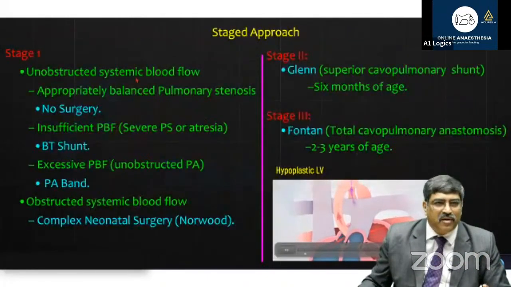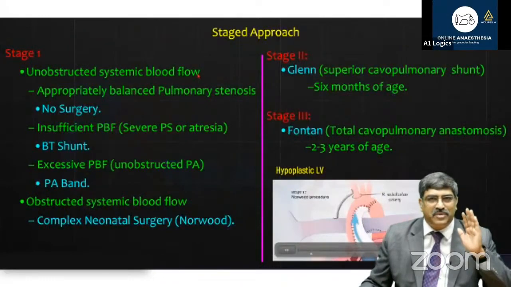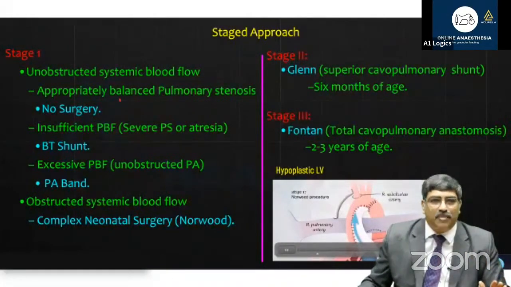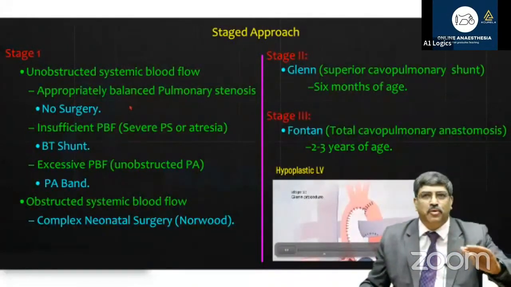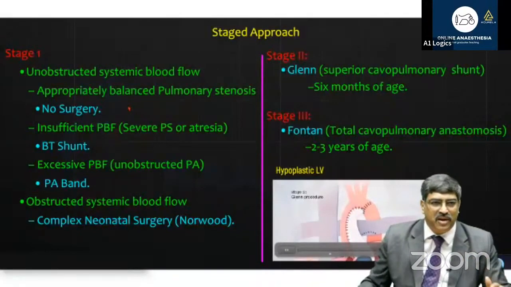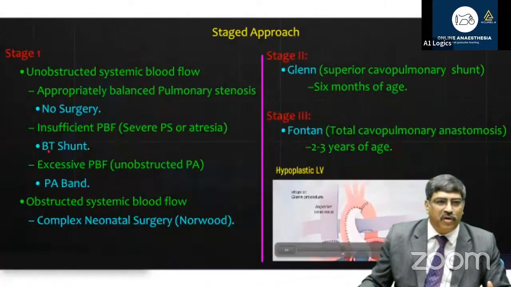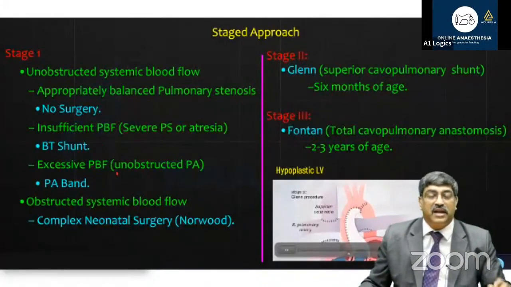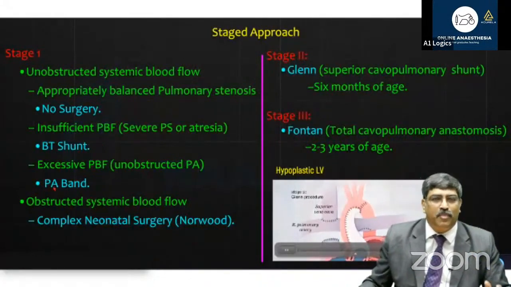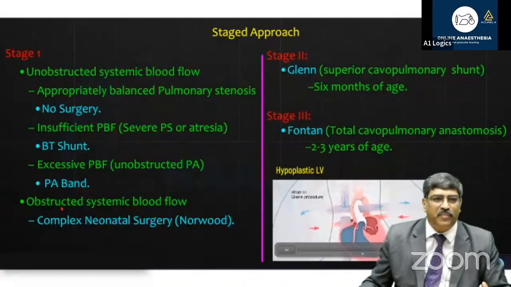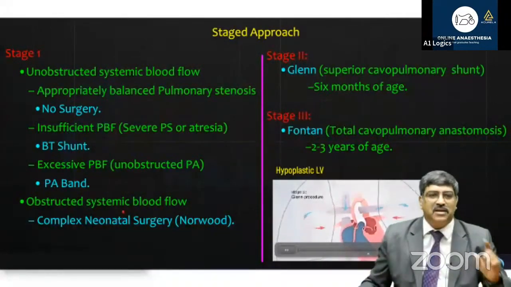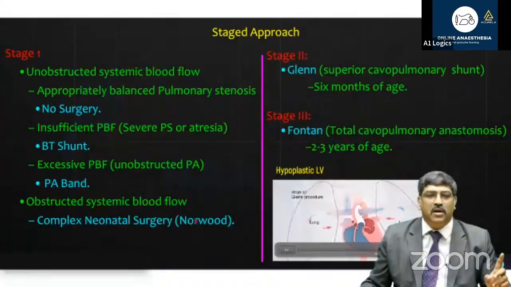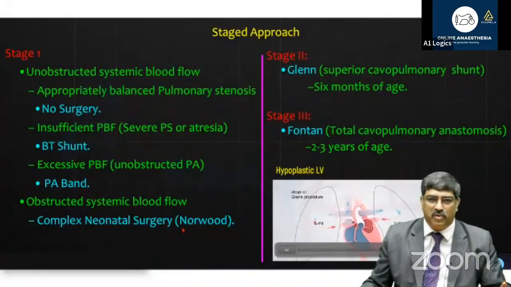In stage 1, where you have an unobstructed systemic flow with a balanced pulmonary blood flow, you delay the surgery till the child is 1 year of age. If there is insufficient pulmonary blood flow, you go for a BT shunt, or if there is excessive pulmonary blood flow, you do a band and restrict the pulmonary blood flow. If it is obstructed systemic flow, you go for a complex Norwood procedure.